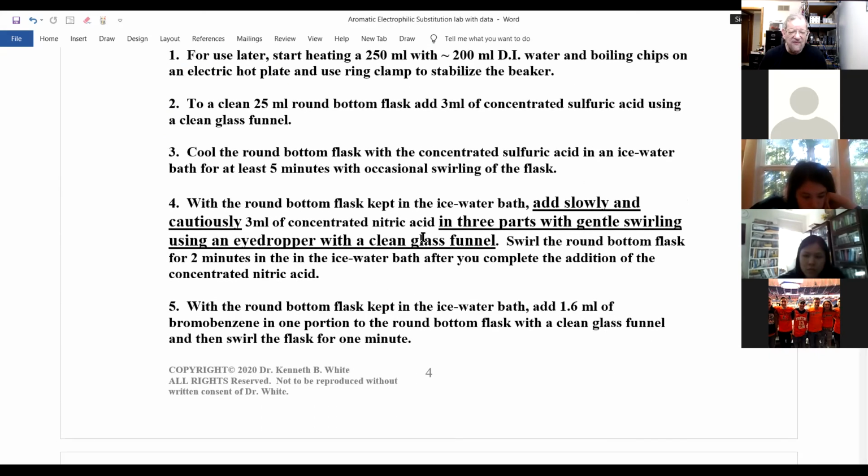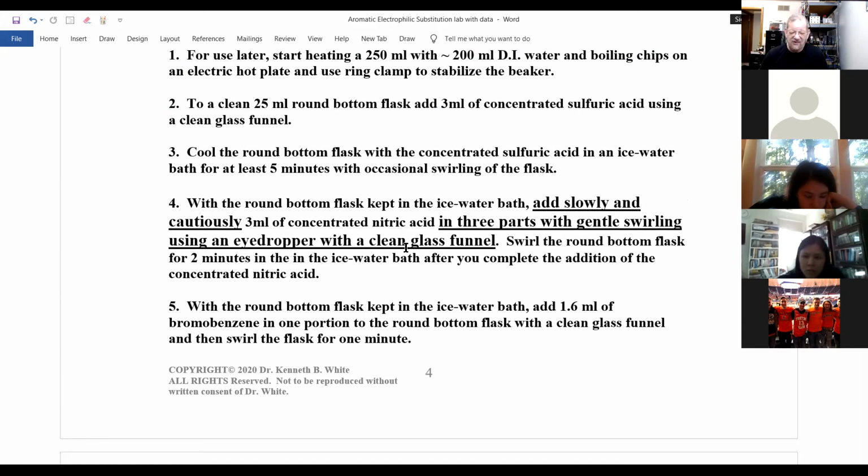And you very carefully and slowly add 3 milliliters of nitric acid in 3 parts, dropwise, using an eyedropper through the funnel. A round bottom flask has a neck with a hole in it like a bottle, and you cannot safely use an eyedropper to put stuff in without a glass funnel.